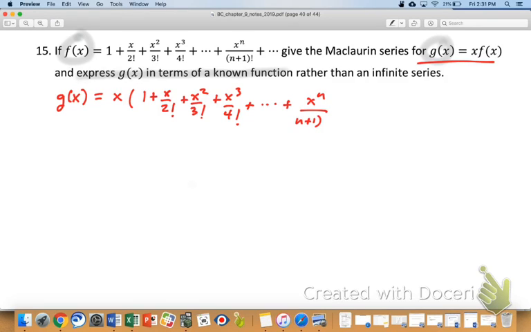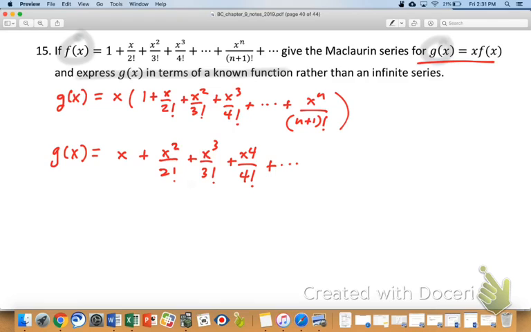And if I am going to try to figure out what function this comes from, I probably should distribute that x in there, right? So I'd say g of x equals x plus x squared over 2 factorial plus x cubed over 3 factorial, and so on and so forth. My nth term, I could write it a number of ways. Here's one way. Or you could just write it as x to the n. It depends on how you want to write it. Anyways, does that make sense?